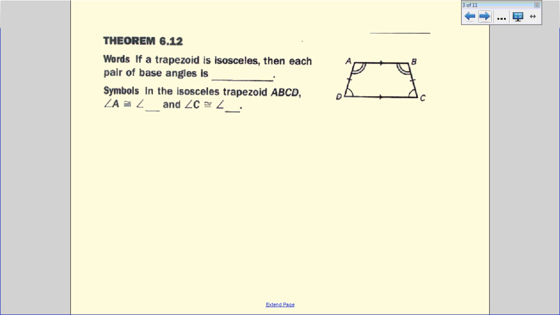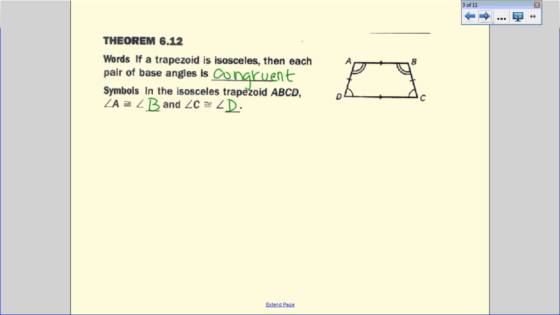All right, so we're going to start with another theorem, and it says if a trapezoid is isosceles, then each pair of base angles is congruent. So that relationship that we looked at earlier. That means angle A is congruent to angle B, and angle C is congruent to angle D.